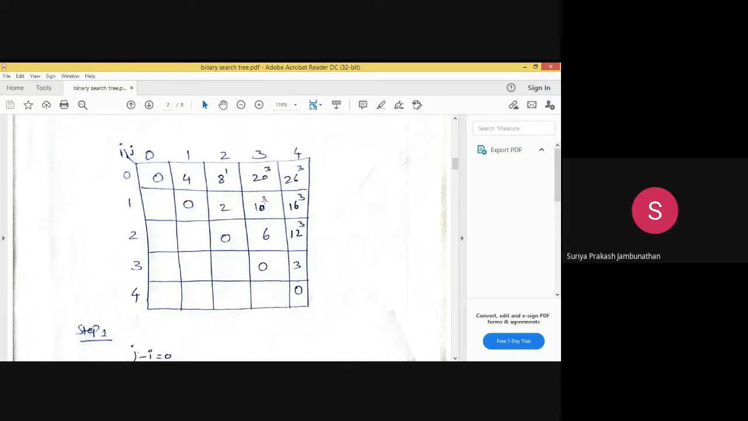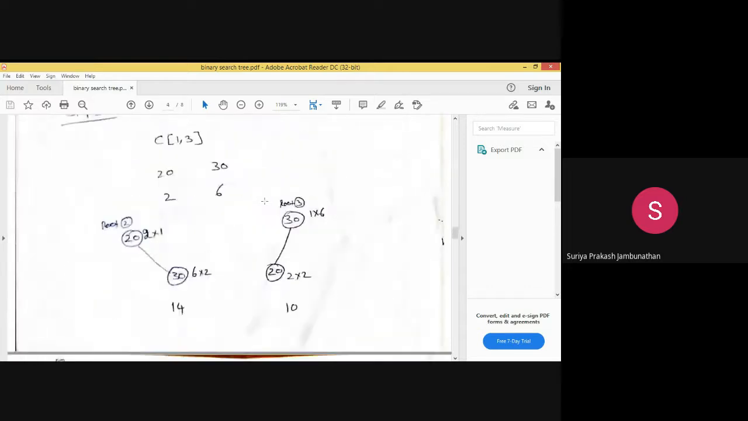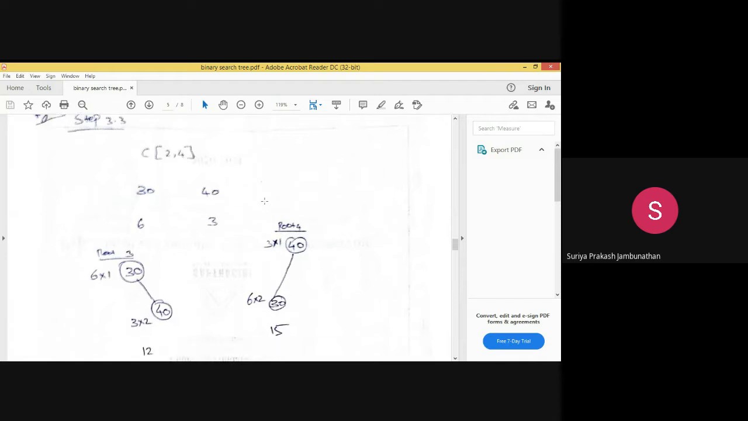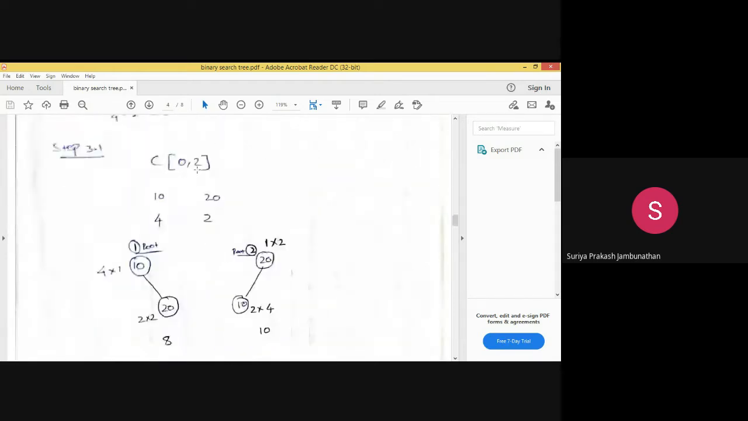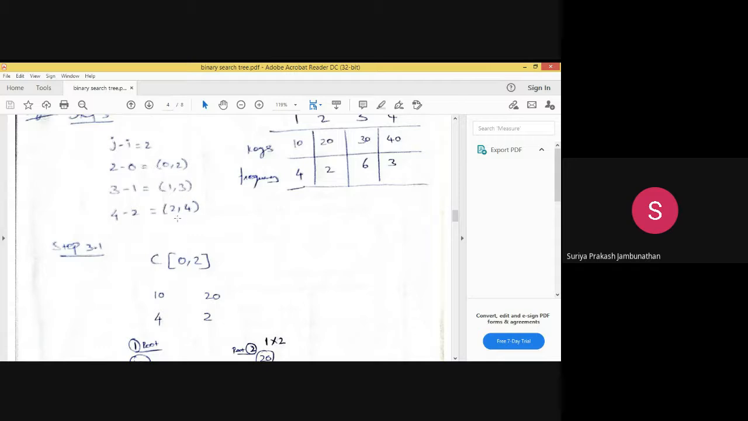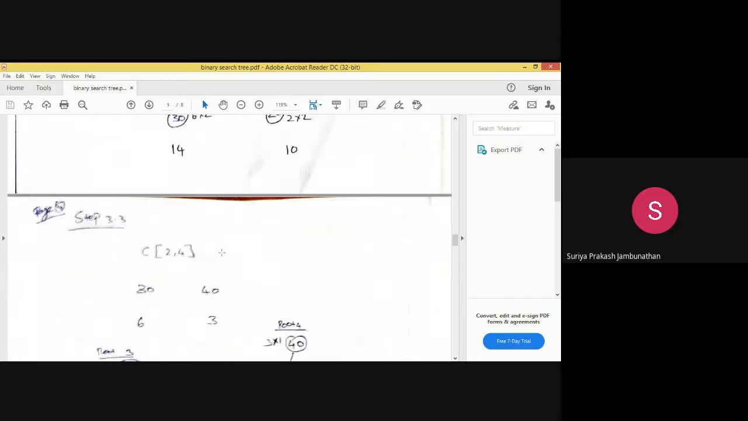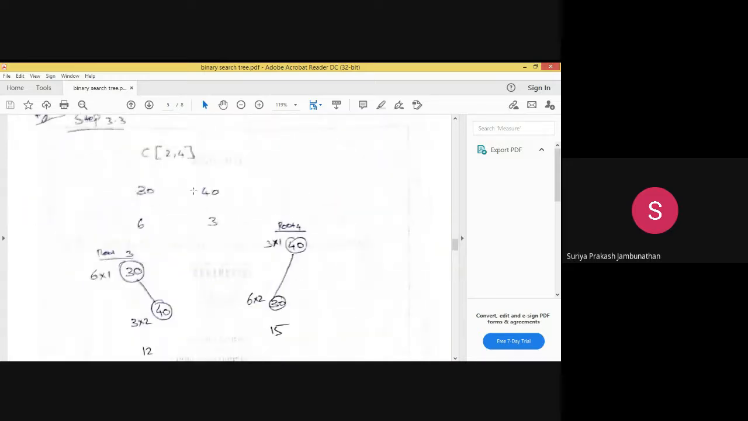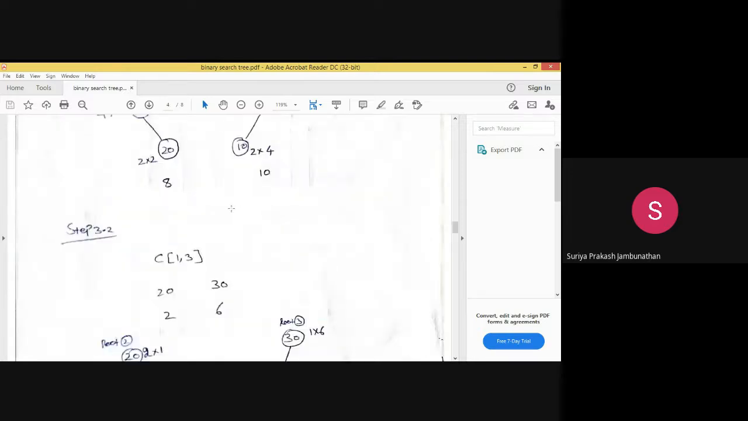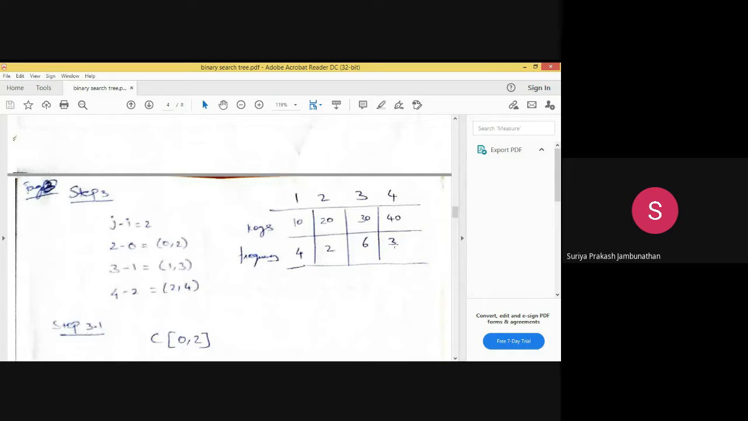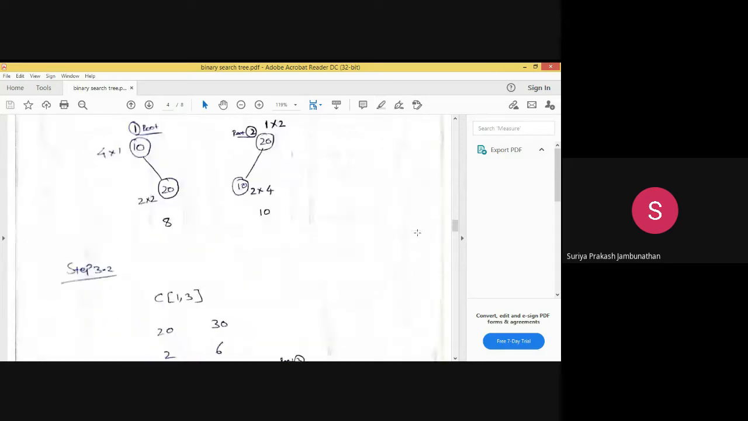Okay. Now let's move to the third one. So what is the third one? Here we have to identify C of 2 comma 4. So first we identified C of 0 comma 2, then C of 1 comma 3, and now we are going to identify C of 2 comma 4, that is step 3.3. So for 2 comma 4, from the first 4, we take the last 2, the third one and fourth one. 30, 40, 6, 3 we are taking. Third and fourth one. Okay.